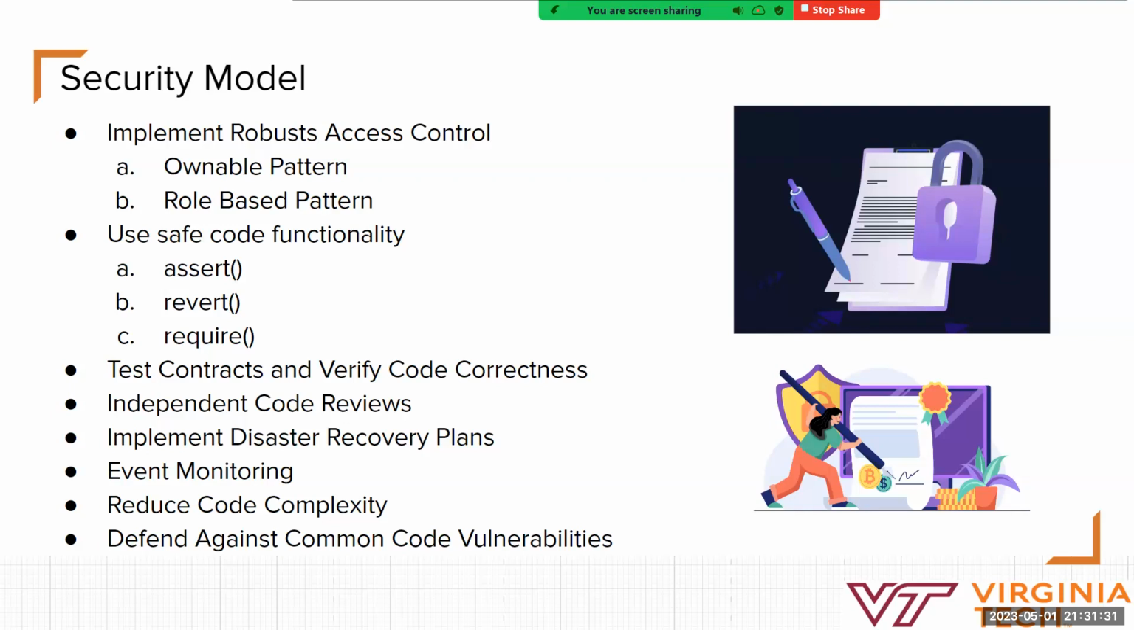Then we have code reviews. Then we need to implement robust disaster recovery plans in case the network comes under an attack. Then another solution can be continuous event monitoring. Event monitoring is also a good way of predicting, not only predicting, but also checking if the system is behaving correctly. Then reducing code complexity is another solution. And the final solution is defending against common code vulnerabilities, which we will discuss in the next part of the slides.